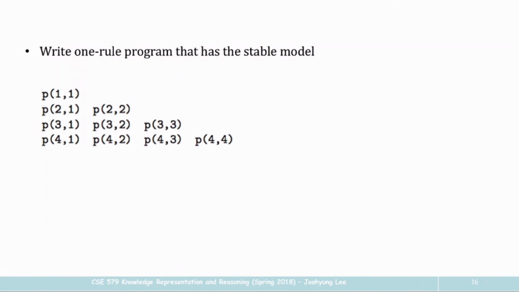Okay, so does anyone have an idea? Let's give a chance to you first. P of n, m. P of m, n. M is from 1 to 4. N is also 1 to 4. M is greater than or equal to n, because it also... Yeah, so this is the solution. Good.